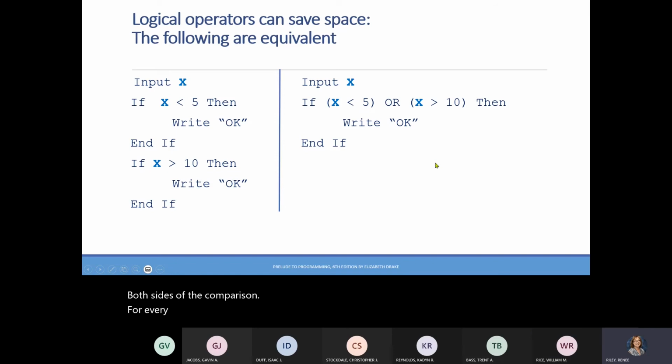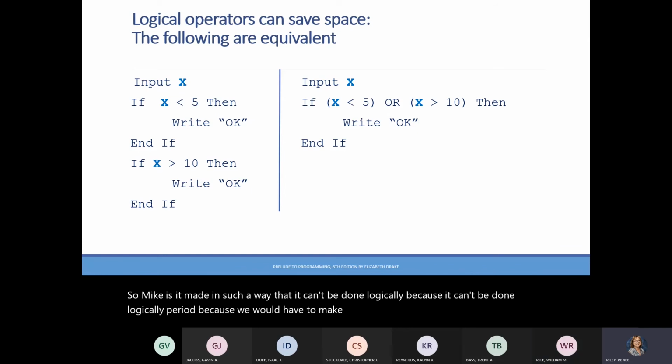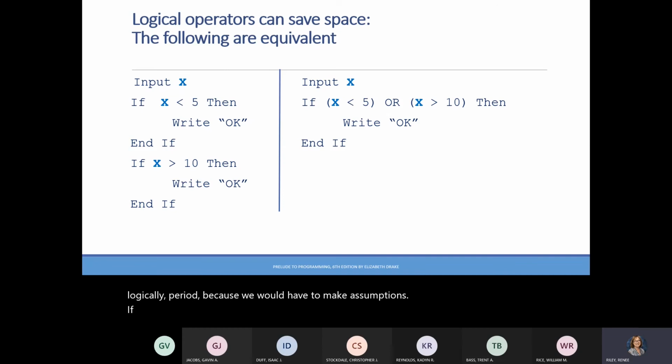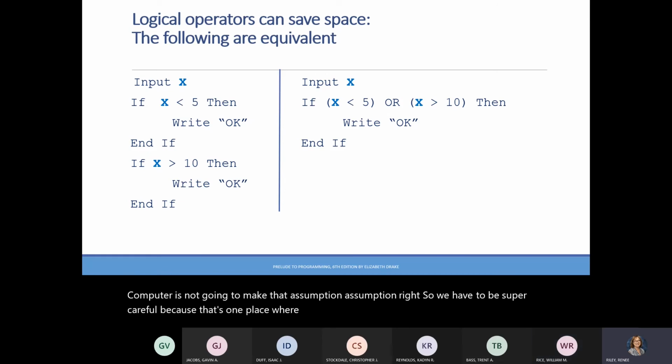That makes sense? Okay, I have a question about this. So physically, we would be capable of writing it out like that. So why is it made in such a way that it can't be done logically? Because it can't be done logically, period, because we would have to make assumptions. If you write it that way, you're assuming that you're still talking about x. I see. The computer is not going to make that assumption. Got it. So we have to be super careful because that's one place where we really tend to make that assumption.